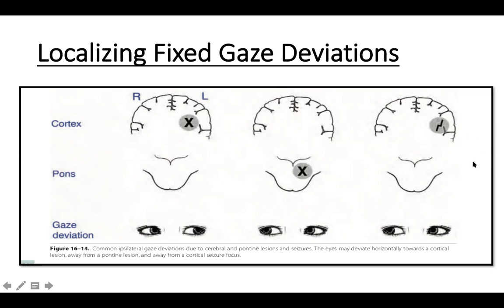Now what happens in this scenario in case of a seizure? In case of a seizure, there is a hyperactive frontal eye field center. So in case of a seizure which originates from the left frontal eye field center, it's an irritative focus, so it will push the eyes to the opposite side. So a left frontal eye field center will push the eyes towards the right side.